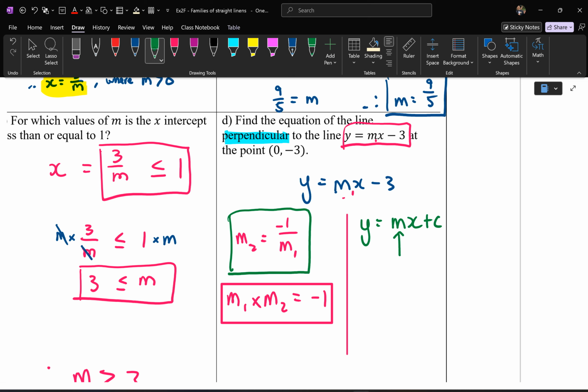And so since we don't know what m1 is, well, that's the gradient for m2. So if that's the gradient for m2, I now have negative 1 on m1 x plus c, and that's still an x there. What am I missing? I still don't know what c is. How do you find c? What's another piece of information they've given us?